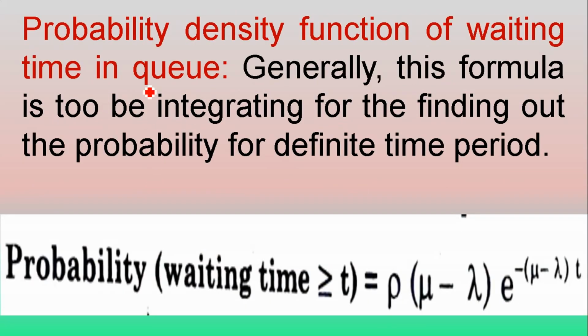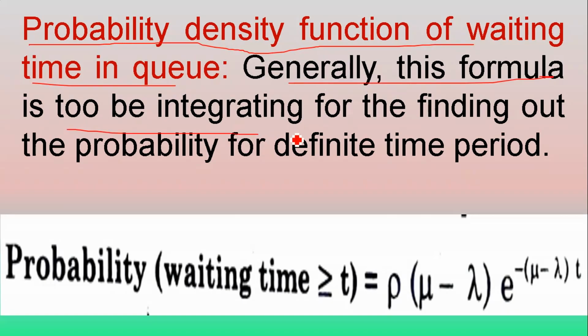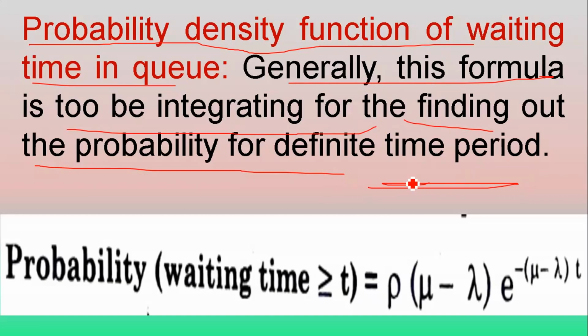After that, probability density function of waiting time in the queue. Generally, this formula is to be integrated for finding out probability for a definite time period, right? You just need to remember this formula. Probability of waiting time greater than or equal to t is equal to rho into mu minus lambda into e to the power minus mu minus lambda into t.